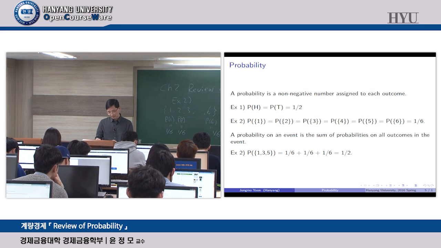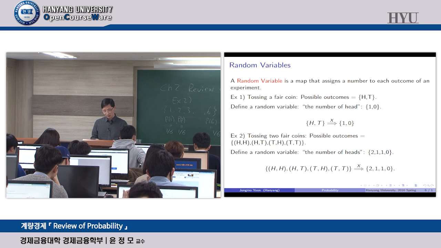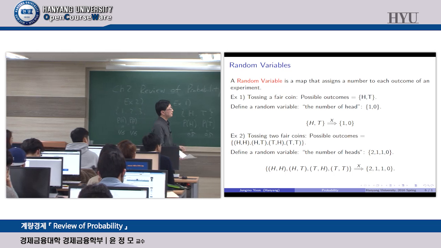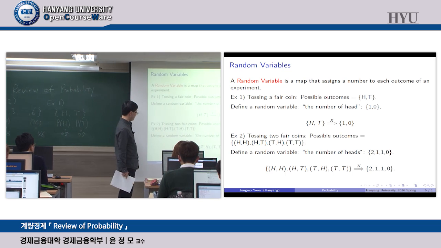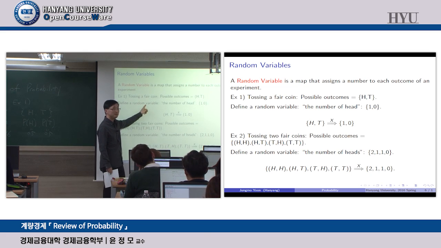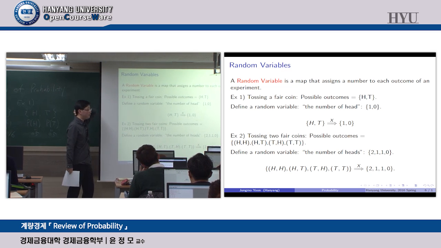Now the random variable. So what is a random variable? This is a definition. A random variable is a map that assigns a number to each outcome of an experiment. So you have a list of every outcome in an experiment, and you can assign a number to each outcome. That's a random variable. This is one example. Again, a random variable can be given as a condition. So in the first example, suppose that you define a random variable, the number of heads. Okay? So this is the definition of the random variable.